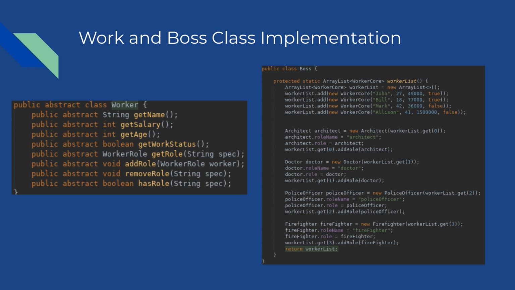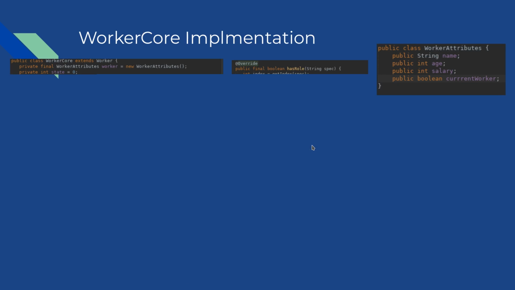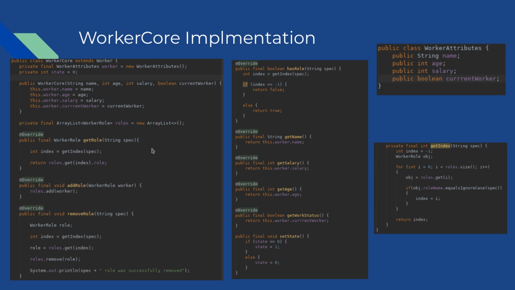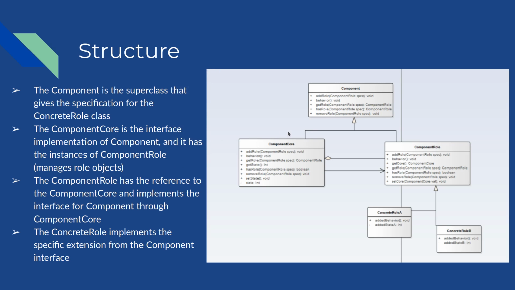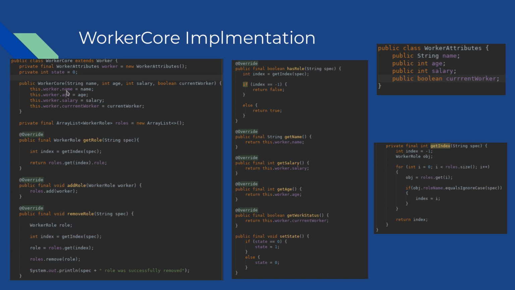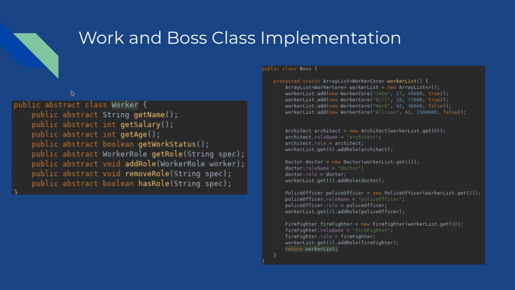Right here it just goes through, adds the values to the worker list. Different values. We have the name, the age, the salary, and then if they're employed or not, and then these are the different roles. I created the architect, the doctor, police officer, firefighter. Then this one just goes through each one, adds roles and gets roles. And then this is the worker core implementation, which is the component core. These are set in the constructor passed from the boss class.